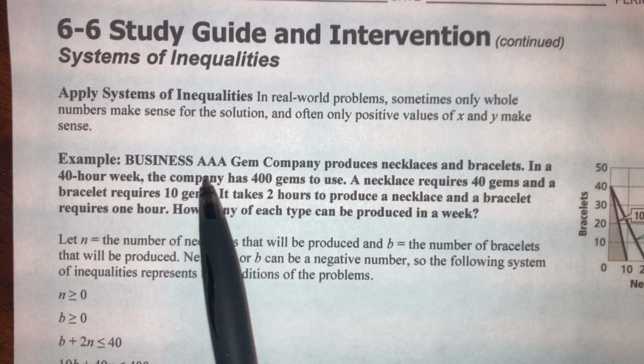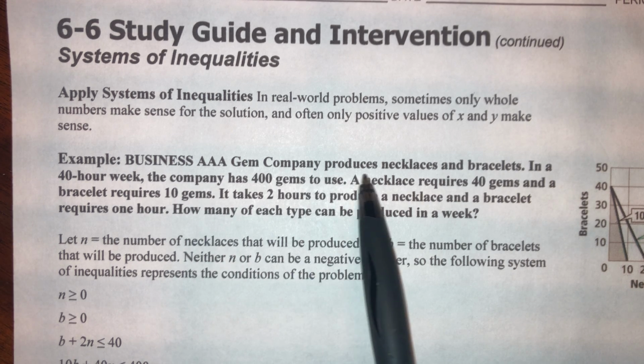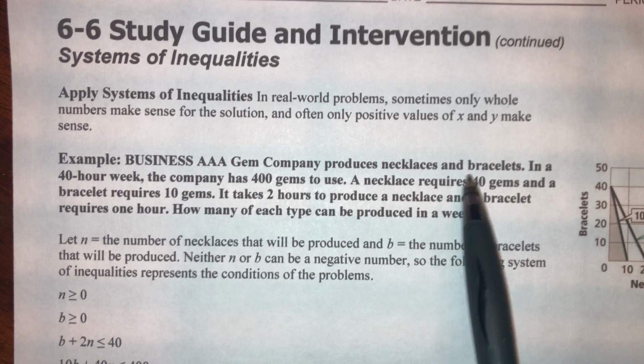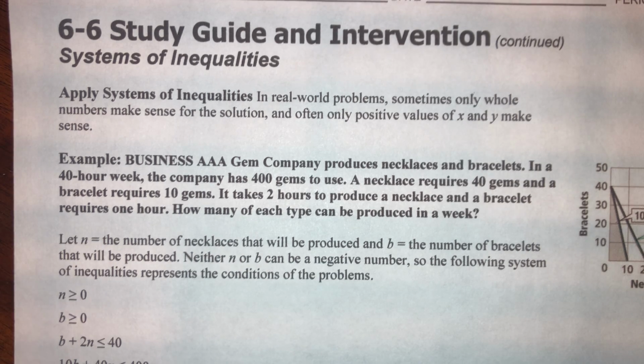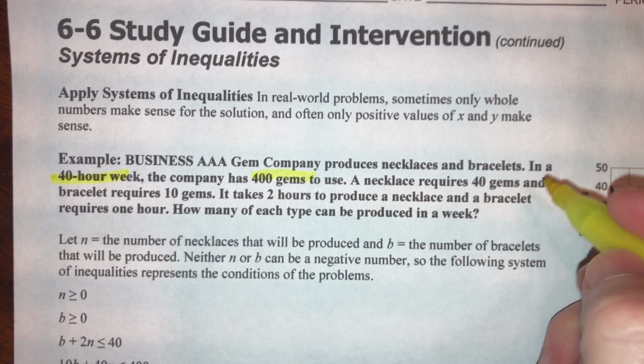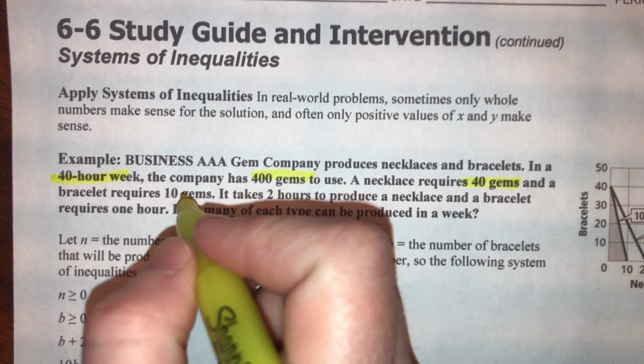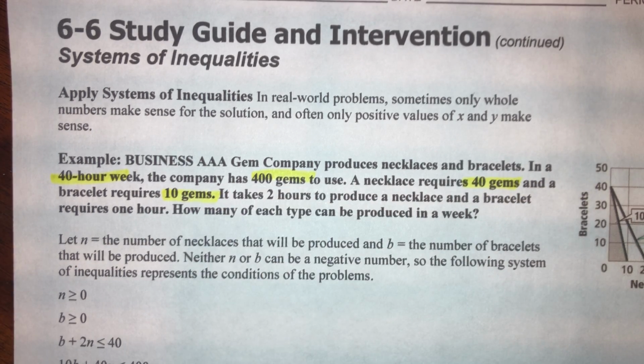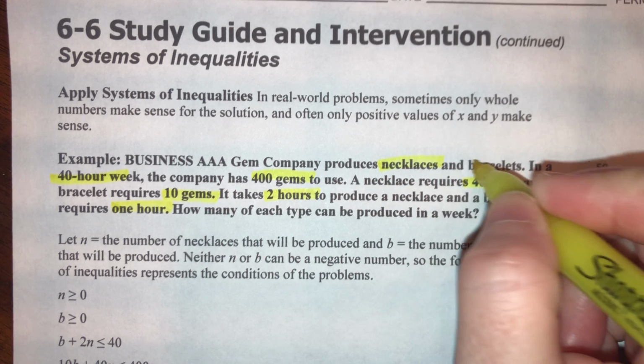All right, business. A jewelry company produces necklaces and bracelets in a 40-hour week. So I'm going to highlight some of these things. Anywhere I see numbers, I'm going to highlight it. In a 40-hour week, the company has 400 gems to use. A necklace requires 40 gems, and a bracelet requires 10 gems. It takes 2 hours to produce a necklace, and a bracelet takes 1 hour. How many of each type can be produced in a week, right? Of each type of what? A necklace and a bracelet.